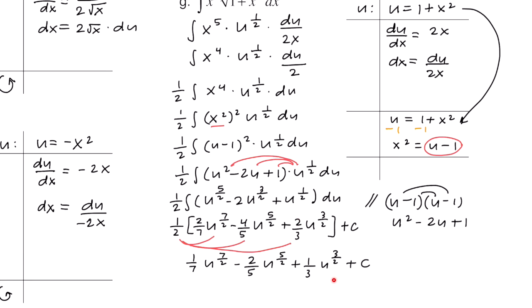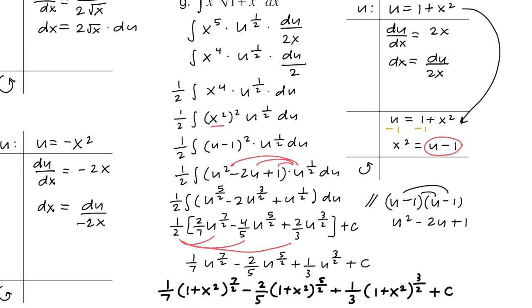And our very last step is we're going to plug u back in. So I'm going to put a little refresh arrow here to remind us. So we're going to plug this u back in. So 1 plus x squared gets plugged in for all of the u's. So here's our final answer.